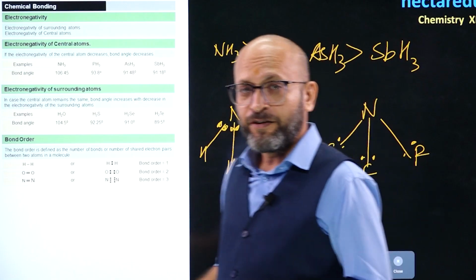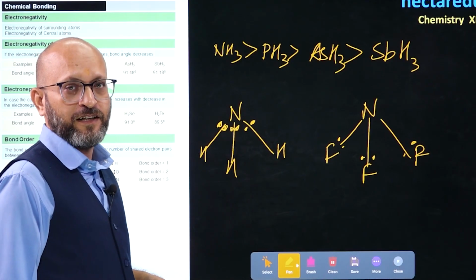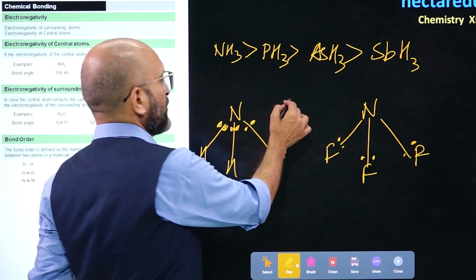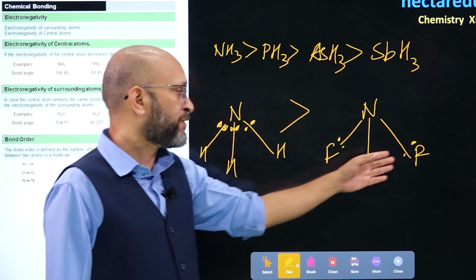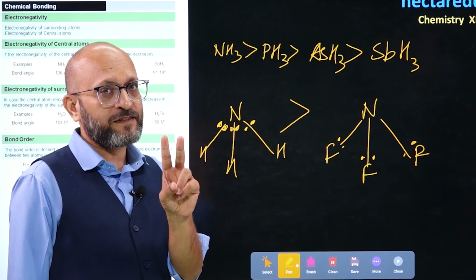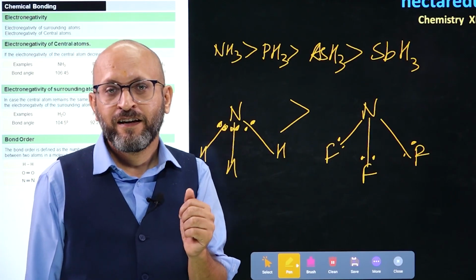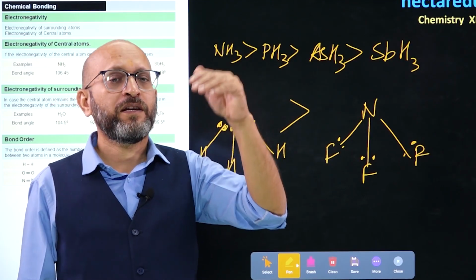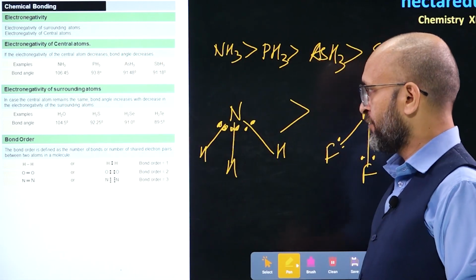So, what do you think? Where will the repulsion be more? I think you will agree with me, repulsion will be greater in NH3 than in NF3 because these bond pair electrons are far away. So, repulsion is more in NH3 than NF3. From here we can conclude higher the electronegativity of the surrounding atom, less will be the bond angle. So, we concluded 2 points. When central atom is changing, more electronegative central atom, more bond angle. When surrounding atom is changing, more electronegativity of surrounding atom, less will be bond angle. We concluded these 2 points from the examples we took up here.